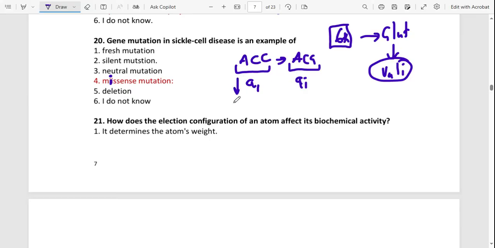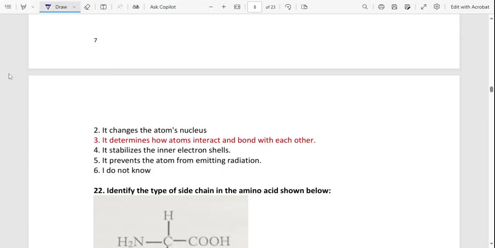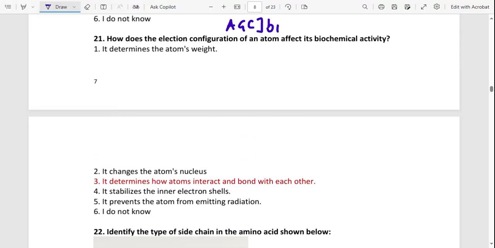But let's say it undergoes a mutation and then you form AGC. But this codon doesn't form the same amino acid. Instead, you are forming amino acid B1. So because you are ending up with a different amino acid, we call that a missense mutation. Okay. And that's what happens in sickle cell.